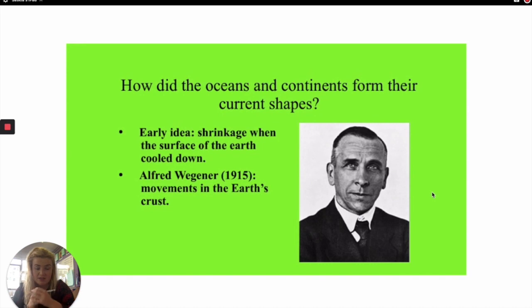Now, the man who discovered this was a man called Alfred Wegener, however you want to pronounce it, and he discovered it in 1915. It wasn't until the 1960s, about 45 years later, that he was actually proved right. For a long time, loads of scientists didn't believe his theory. He came up with loads of pieces of evidence, but it wasn't until much later that people believed him.